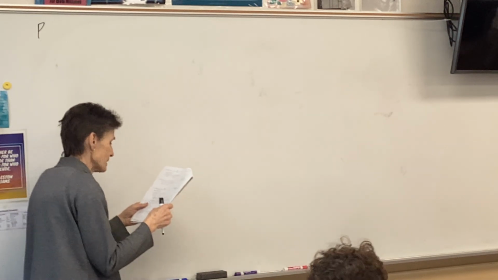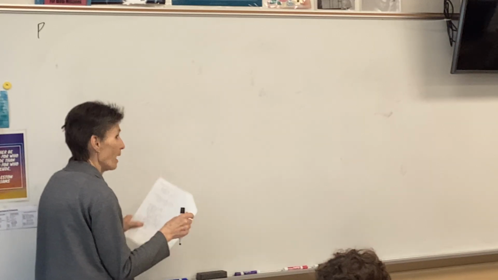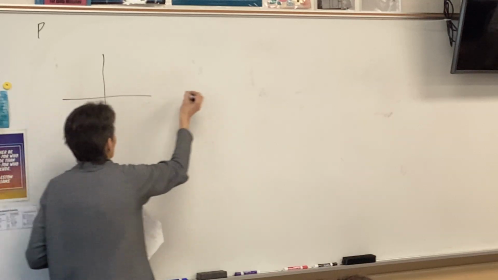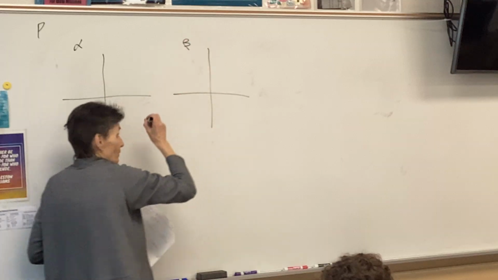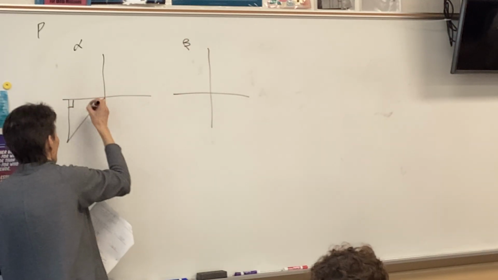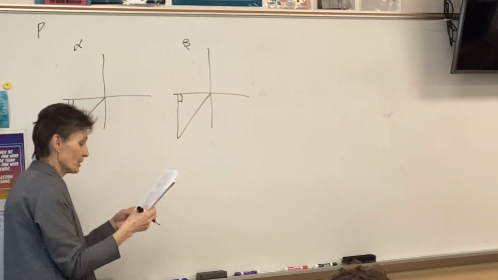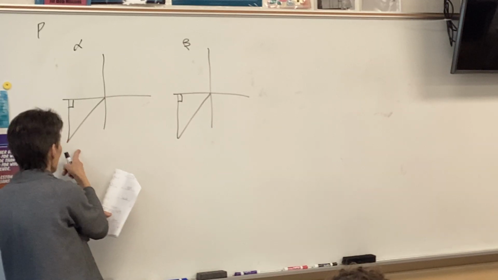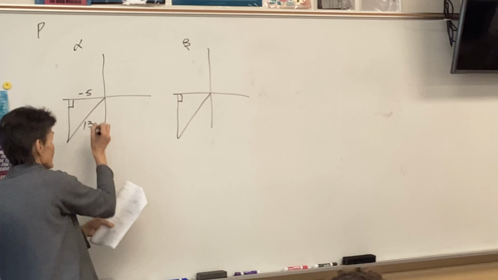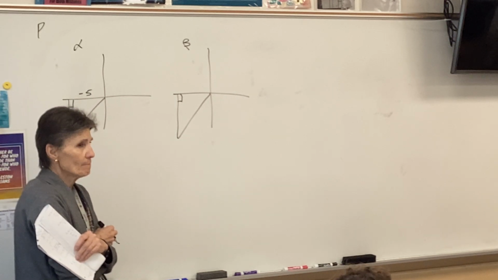Alpha and beta are in standard position and both lie in the interval from pi to 3 pi over 2. What does that mean? Pi to 3 pi over 2. They're in the third quadrant. So alpha's in the third quadrant, beta's in the third quadrant. The cosine of alpha is negative 5/13. Is that okay? Adjacent over hypotenuse, x over r.